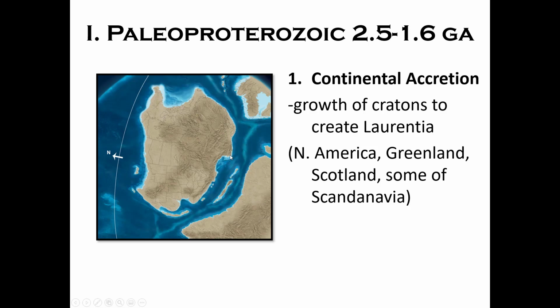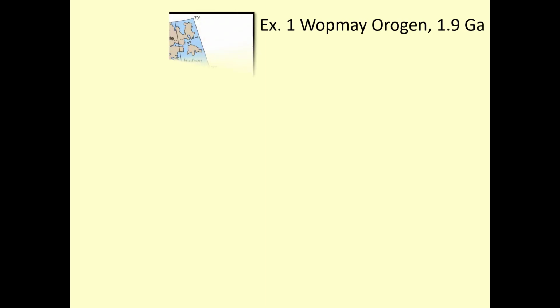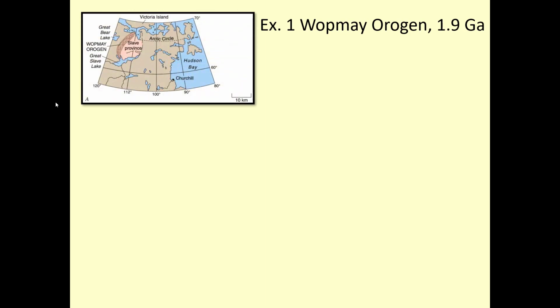And so part of the way that continental accretion occurs is through smaller orogenies. Remember, orogeny means mountain building event, like the Wopmay orogeny, which has been dated to 1.9 billion years ago and is in northern Canada. So here you can see the Wopmay orogen, and you can see that it helped to suture together pieces of the Slave Archean province, which we talked about last unit when we talked about granulite and greenstone belts. So this is actually the first good evidence we have of a Wilson cycle.